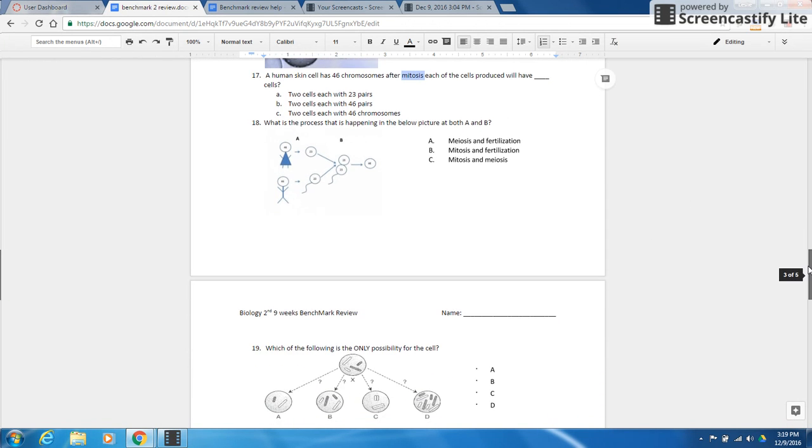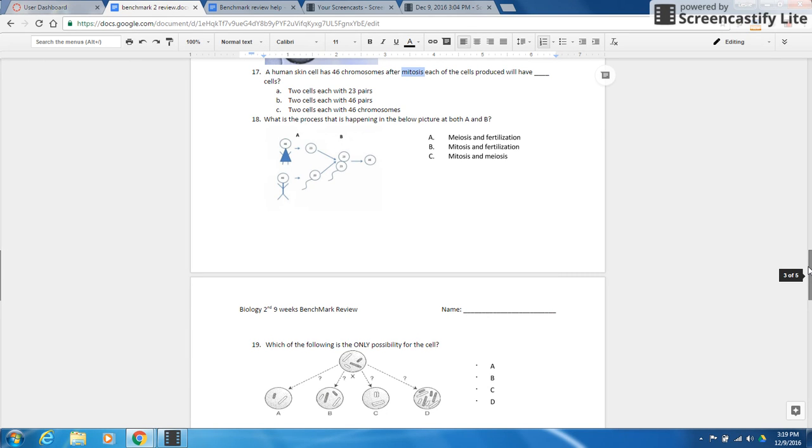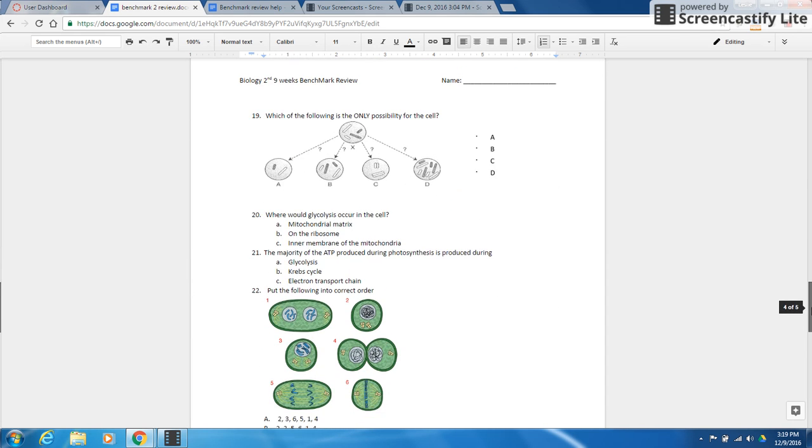Okay, what's the process that's happening in the picture below? We talked about this as a bell ringer. You have the first one, which is meiosis, and then it is fertilization, and then you have a zygote that has 46 chromosomes. Now, number 19 is kind of confusing.